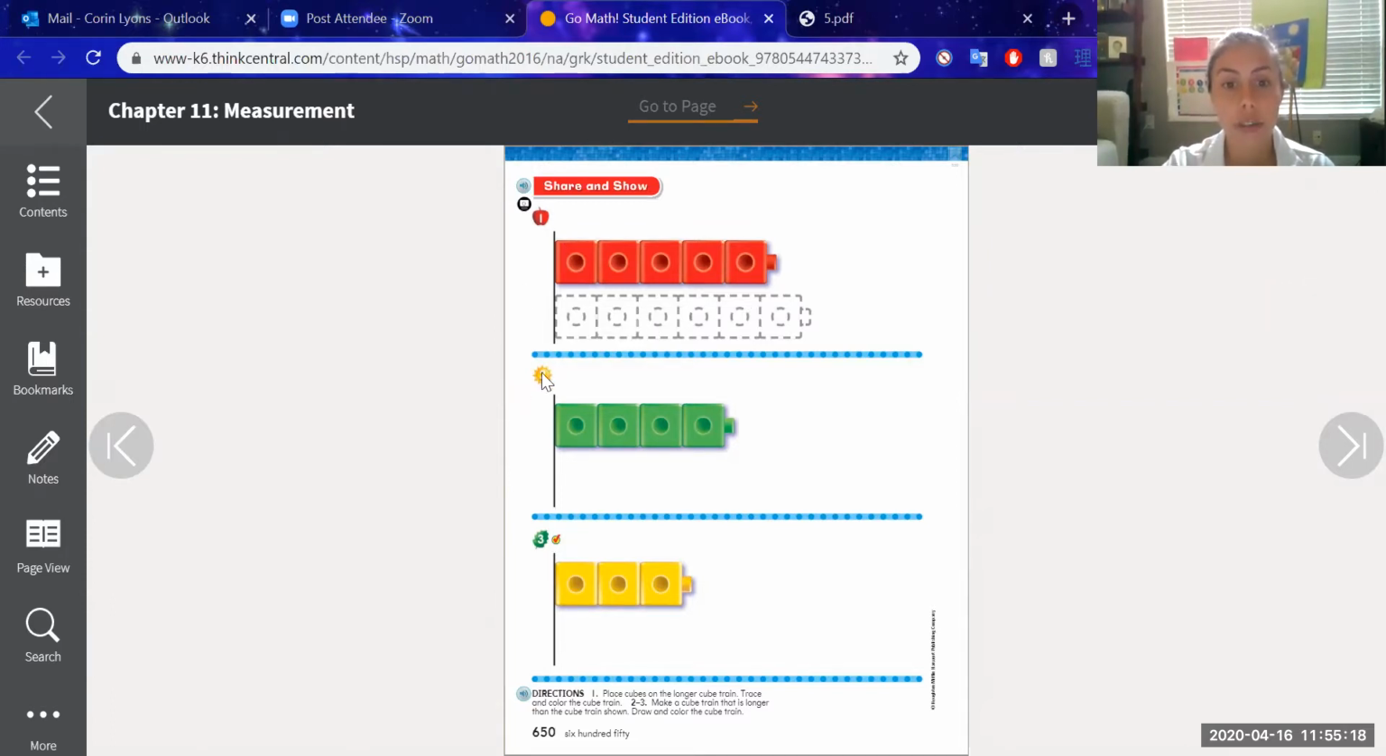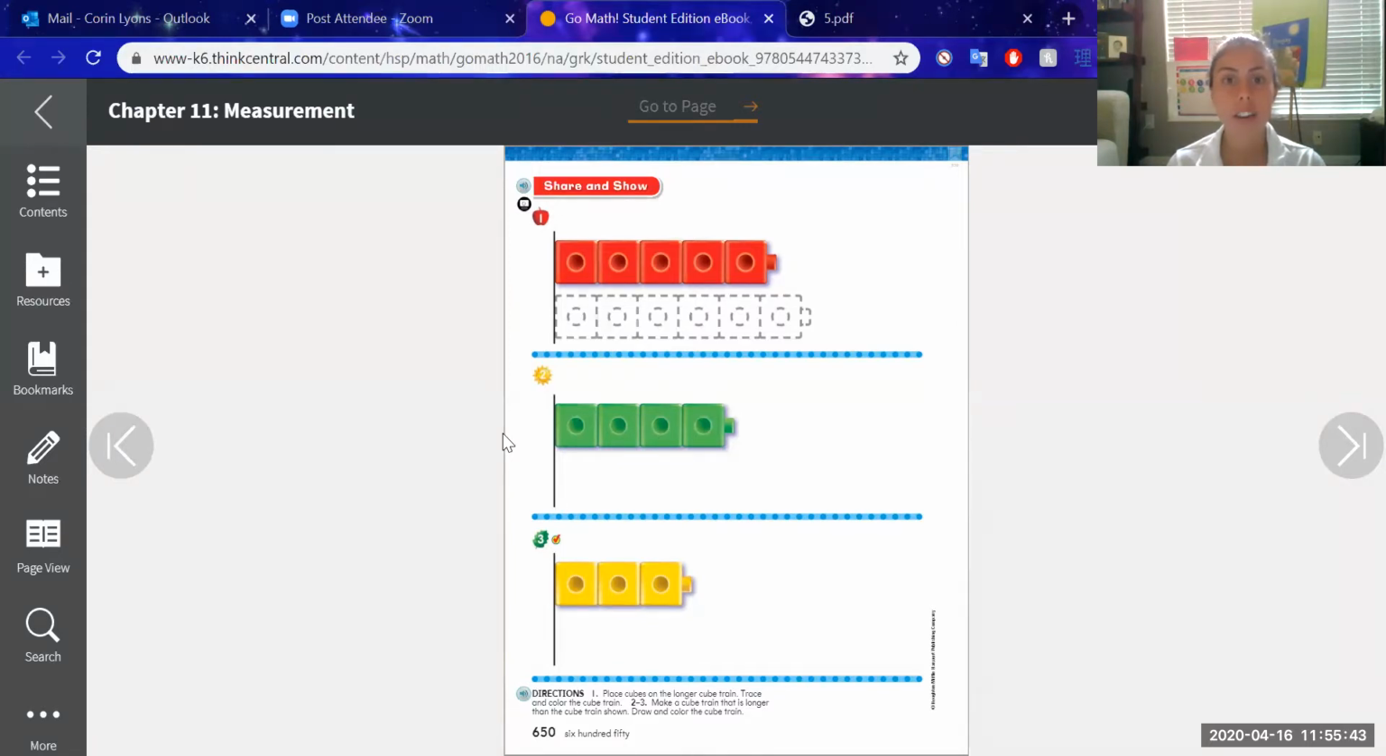Let's look at number 2. How many cubes are in the cube train under number 2? Let's count them together. 1, 2, 3, 4. 4 cubes. Now I want you on your paper to draw a cube train that is longer than 4 cubes.